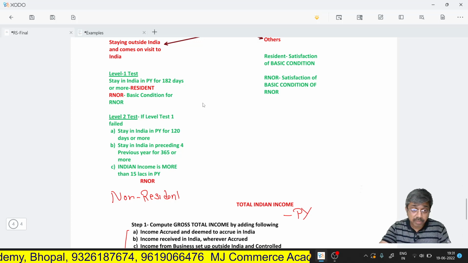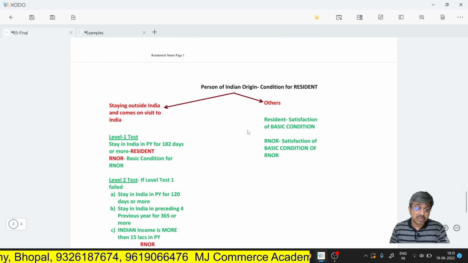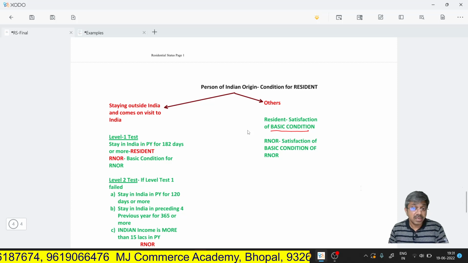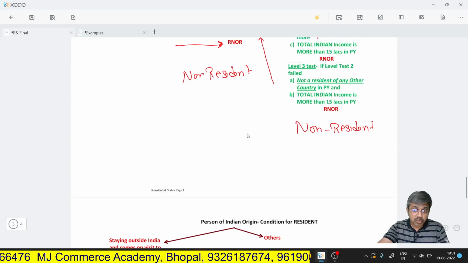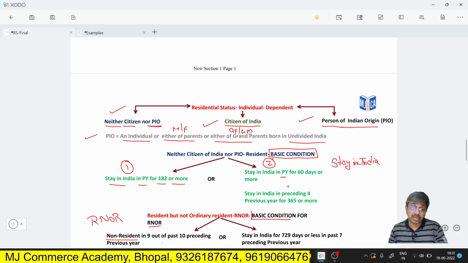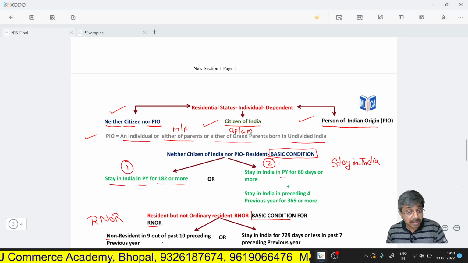If an individual being a person of Indian origin is not coming to India for visit, then the criteria for determining the residential status is same basic condition जो मैंने आपको ऊपर narrate करी थी. And for determining resident but not ordinary resident status, satisfaction of basic condition जो ऊपर बताई थी. My point is, you need to categorize a resident individual into 3 categories and go step by step.